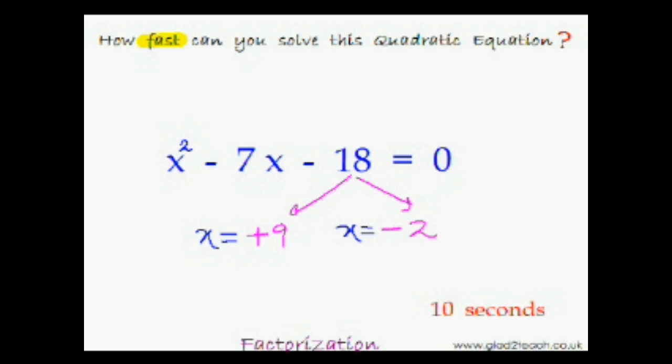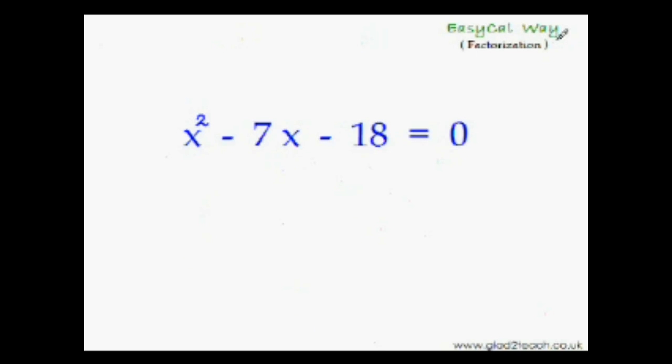This is the easy cal way of doing factorization. Would you like to know how I did it? Alright, so let me tell you. So here is the easy cal way of doing factorization. You just need to know a few things. This number here is the product of two numbers. That is, it is made by multiplying two numbers or factors together. Whereas this number is the sum or difference of those two numbers.